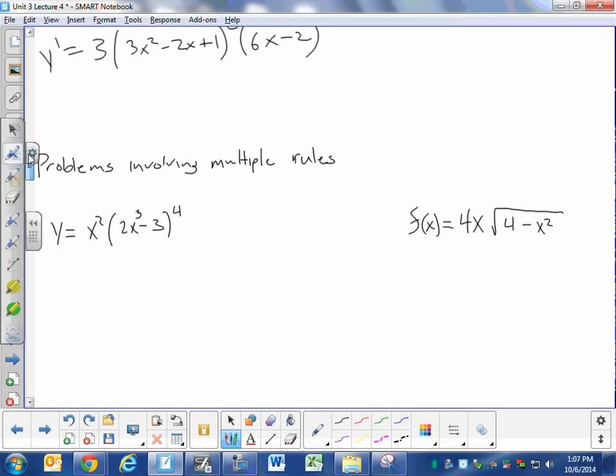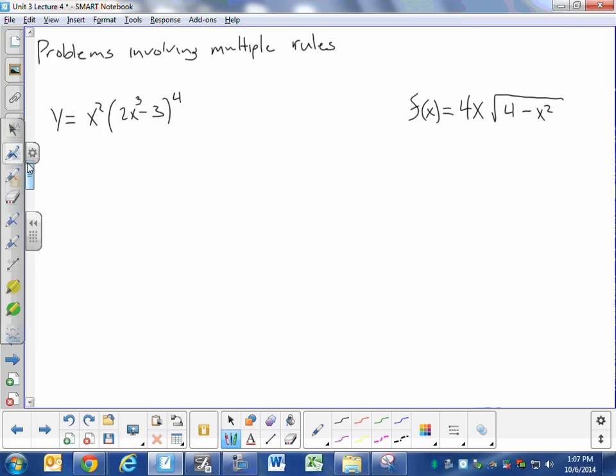We will have rules and rules. We'll have x squared times 2x cubed minus 3 to the fourth. If you wanted to, you could take 2x cubed minus 3 and distribute it out 4 times. I wouldn't want to do that. I don't want you to do that. Instead, you'd have to take the derivative of this using the product rule with the chain rule inside the product rule.